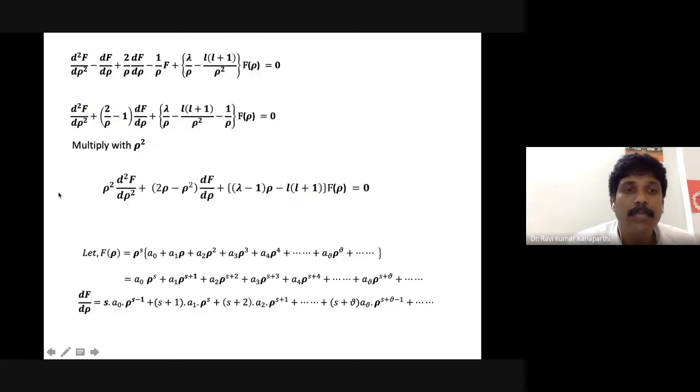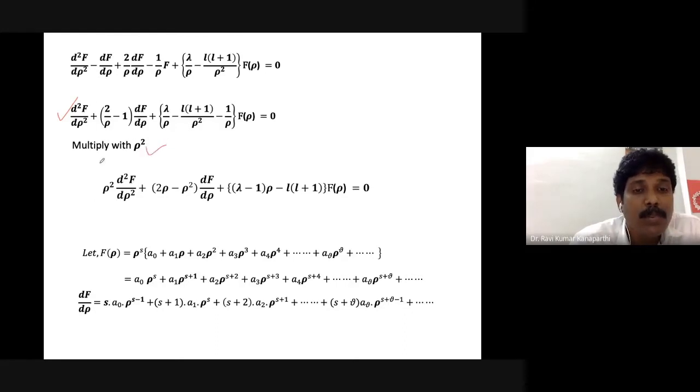In the next step, that is exactly what is done here. So d square f upon d rho square plus (2 by rho minus 1) df upon d rho plus (lambda by rho minus L into L plus 1 upon rho square minus 1 by rho) multiplied by f of rho is equal to 0. This expression, we will simply multiply with rho square.